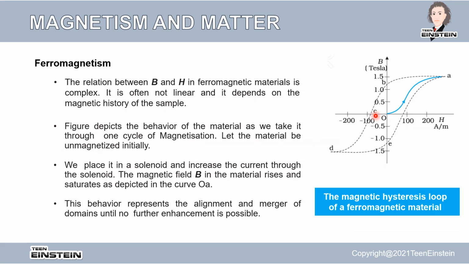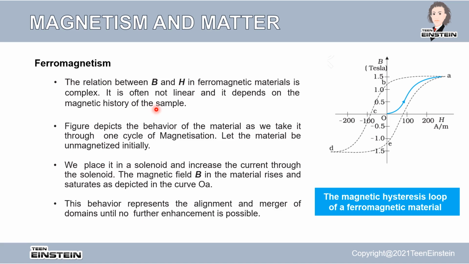So let's see an important property of a ferromagnet and how it behaves with applied magnetic field. The relation between B and H in a ferromagnetic material is complex. It is not so simple like a paramagnet. For a paramagnet, we saw M equal to chi into H, that's all. But here it's a little bit different. It is often not linear and it depends on the magnetic history of the sample.